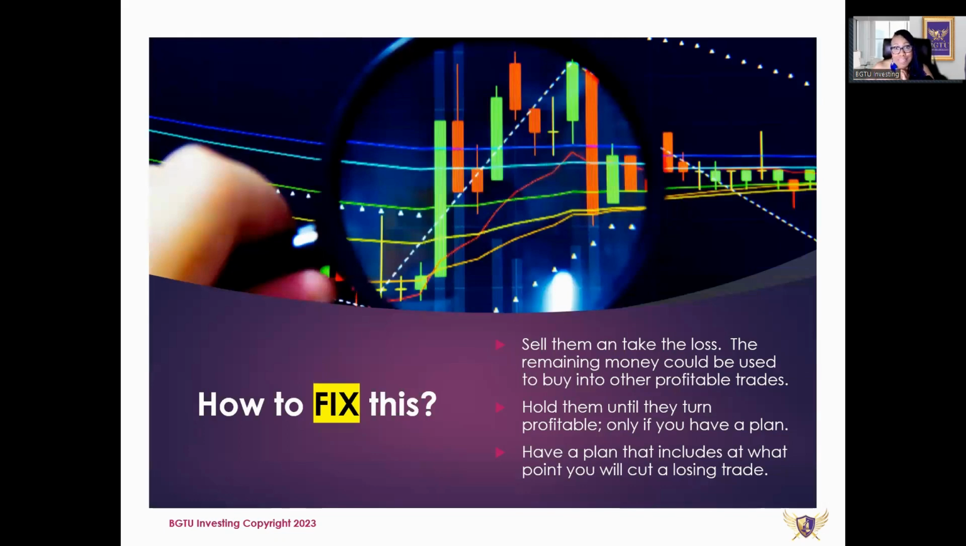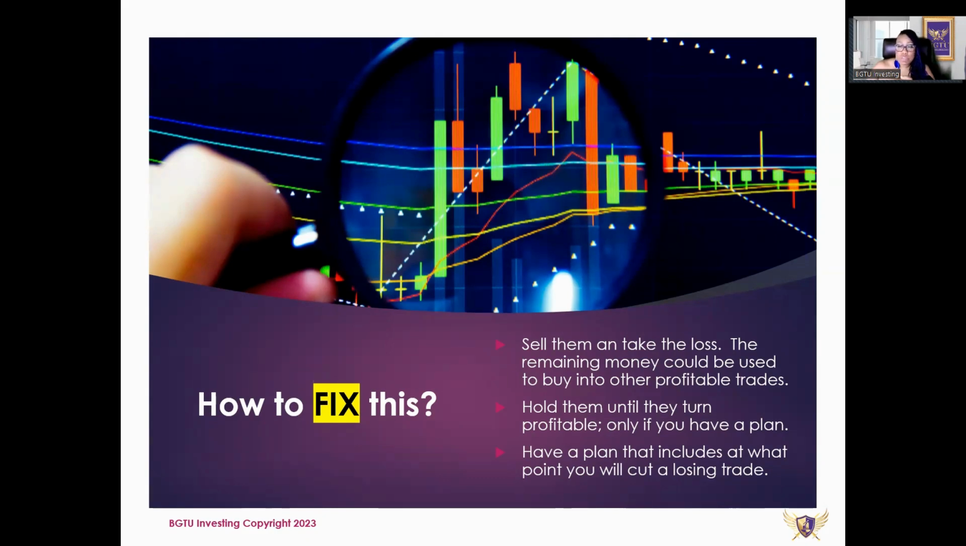So how do we fix this? Because I mean, it happens. There's got to be a way. I know you're not gonna like number one, but it is what it is, and I've had to do it. Sell them and take the L. Take the L, but learn the lesson. The remaining money could be used to get into other profitable trades. Hold on to them until they turn profitable, but that's only if you have a plan.